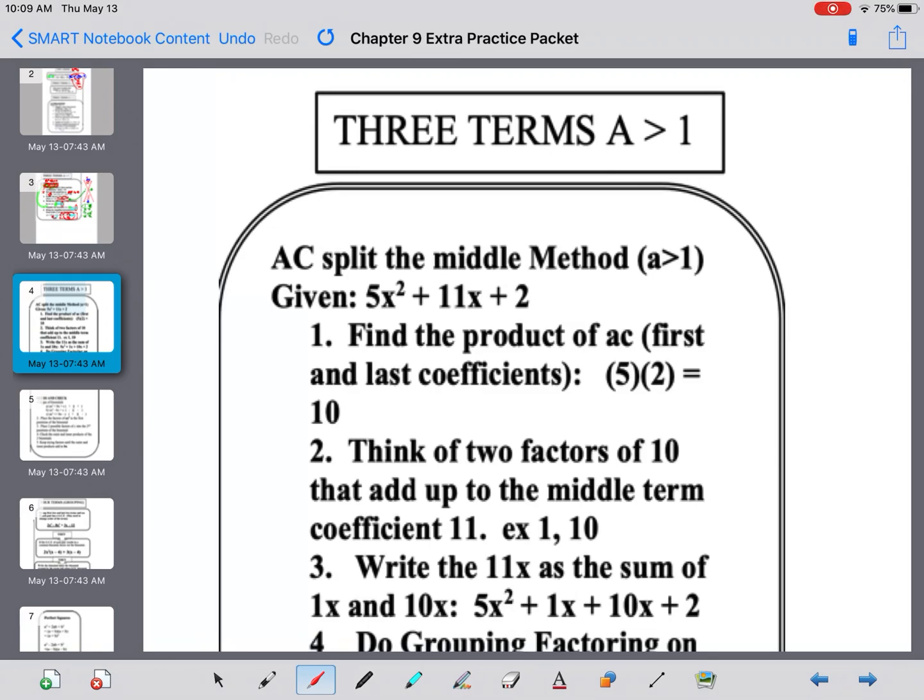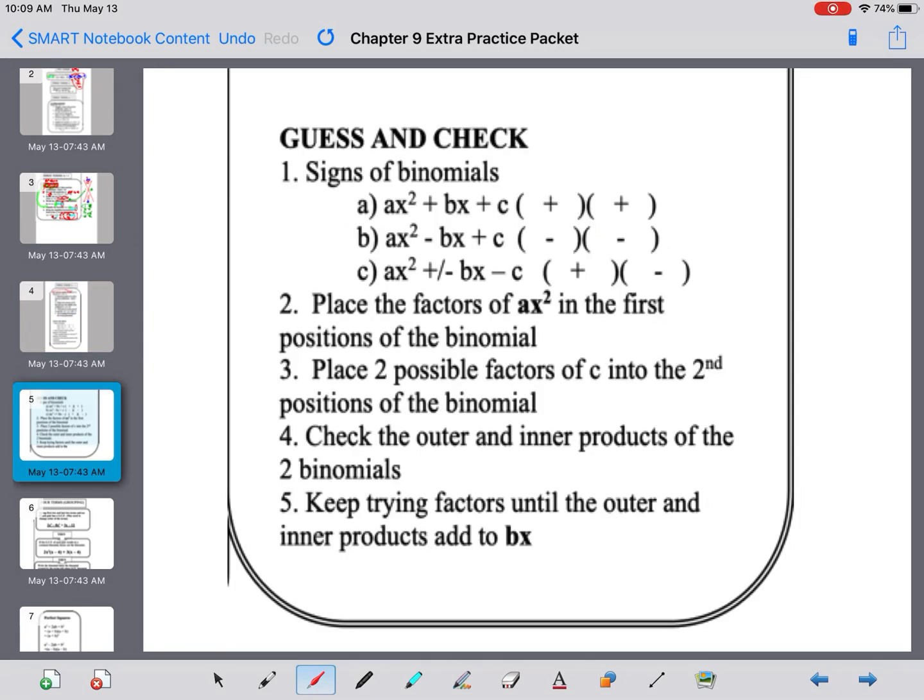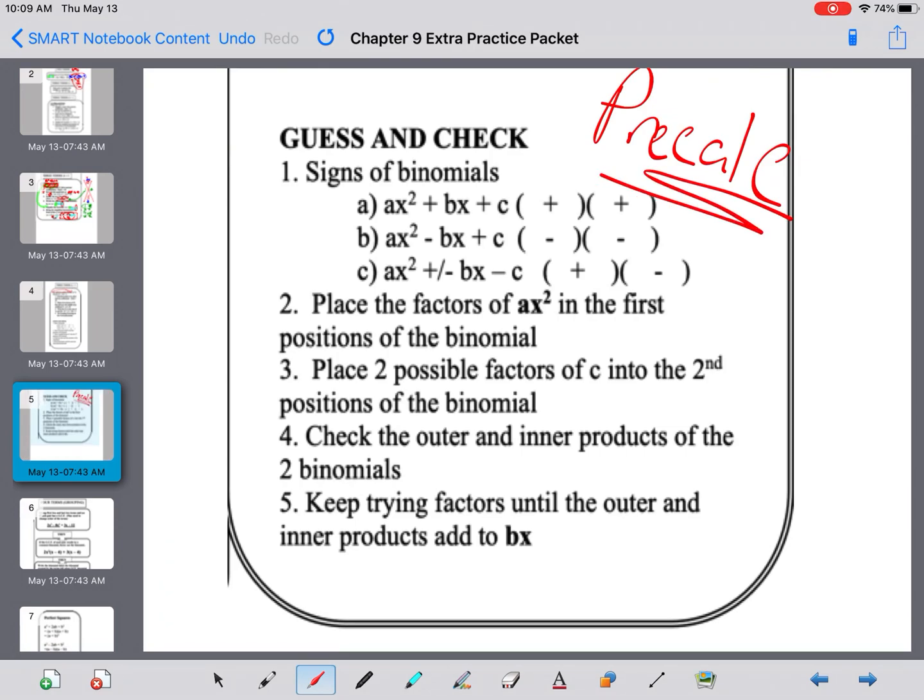So I'm going to skip the split the middle technique just for a second, because I actually have to go over to the 4-term method in order to do this method. But if you're looking at doing pre-calc, folks, they want you to be able to do this where you just figure out, so if you have a plus and a plus here, you've got to have a plus and a plus here. And then you figure out what would multiply here to give you ax squared. If it's just x squared, it's going to be an x and an x.